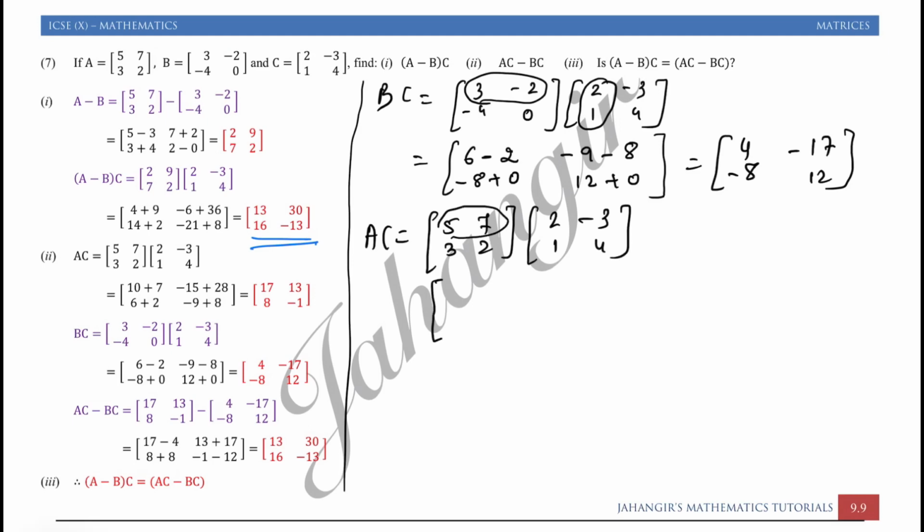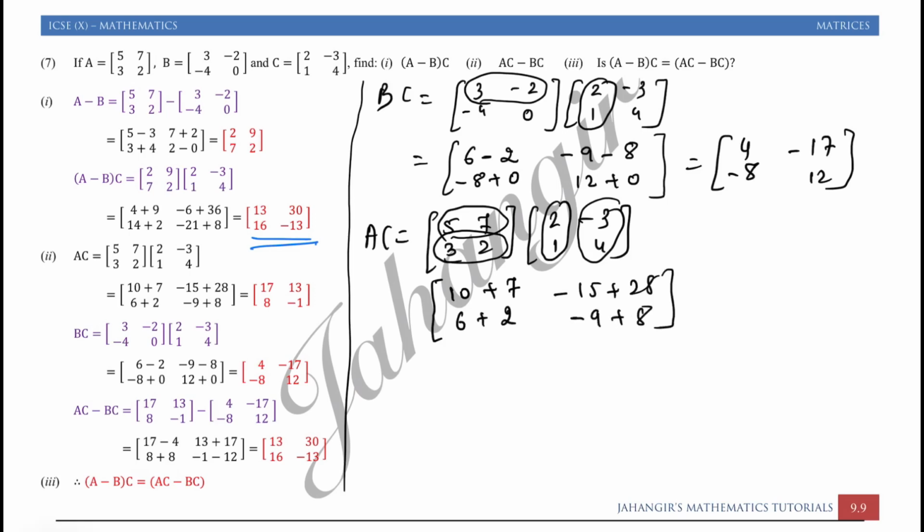So first row first column, 5 2s are 10, 7 1s are 7. Second row first column, 3 2s are 6 plus 2 1s are 2. Again, same process. First row second column, minus 5 3s are 15 plus 7 4s are 28. 3 3s are minus 9 plus 4 2s are 8. So its answer is 17.